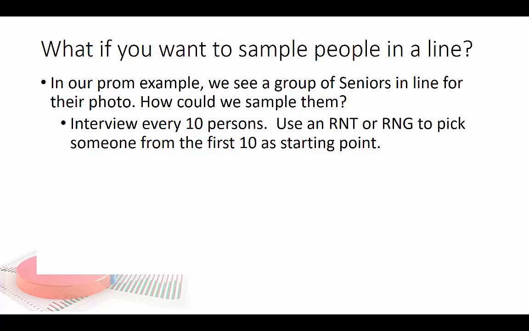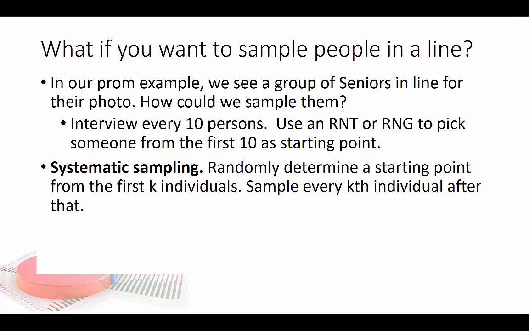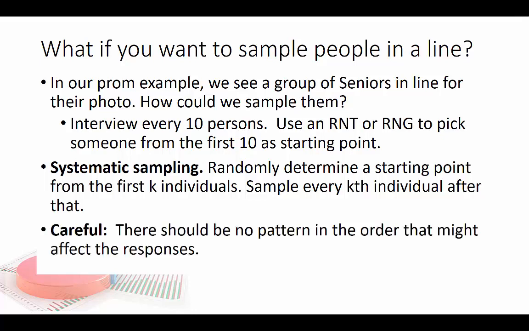So we would use a random number table or generator to pick someone from the first 10 as a starting point. This is called systematic sampling, where you randomly determine your starting point from your first K individuals. So if you want to sample every 10 or every 20, you then sample every kth individual after that. Careful, there should be no pattern in the order that might affect the responses.